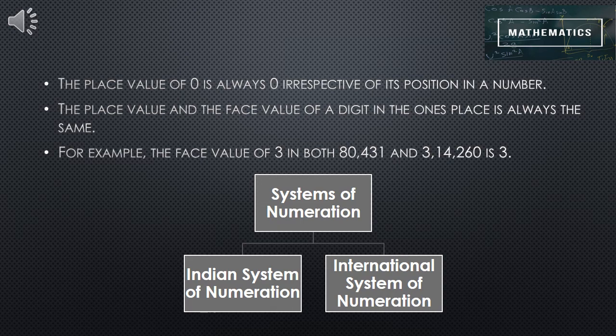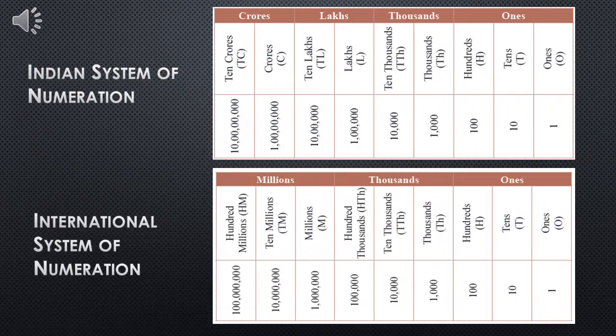Now let us consider the system of numeration. There are two types of systems. One is the Indian system of numeration and the second is the international system of numeration. Let us start with the Indian system of numeration. Its places start from ones, then tens, then 100, then 1000, then 10,000, lakh, 10 lakh, crore, and 10 crores.